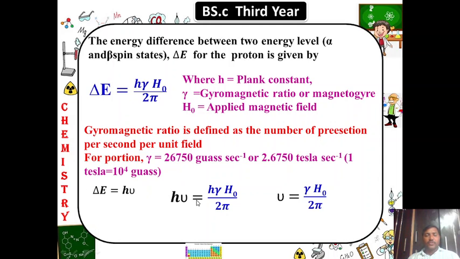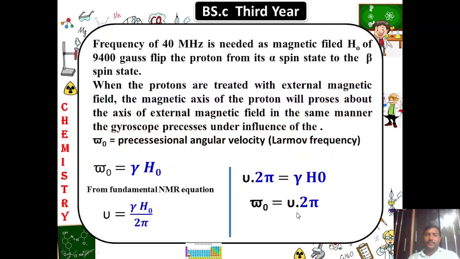Delta E is equal to h nu. So h nu is equal to h times gamma H0 upon 2 pi. Nu is equal to gamma H0 upon 2 pi, where h gets cancelled here. Then a frequency of 40 megahertz is needed at a magnetic field H0 of 9400 Gauss to flip the proton from its alpha spin state to the beta spin state.